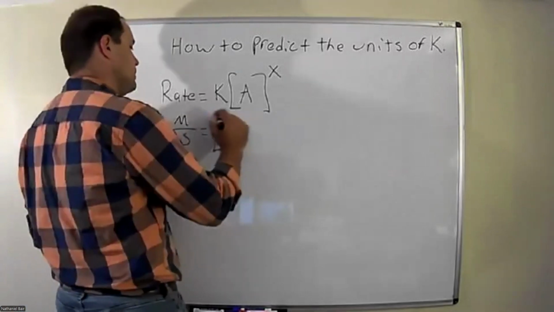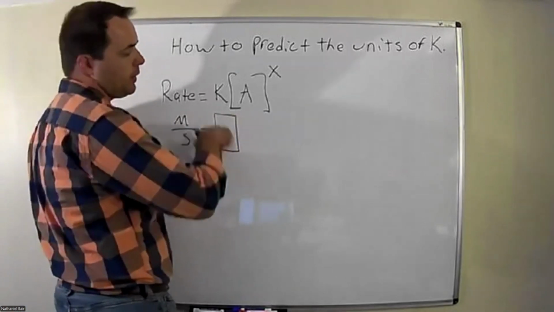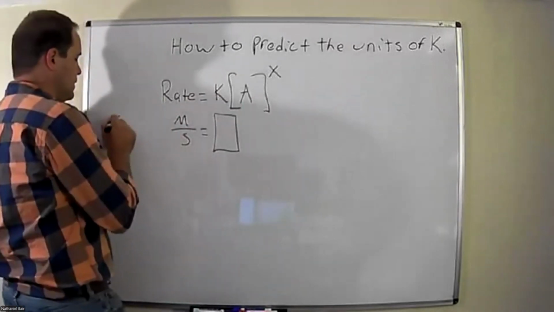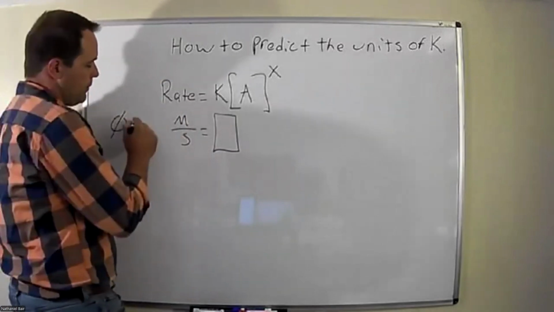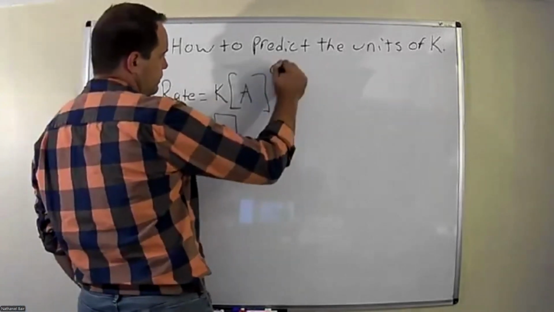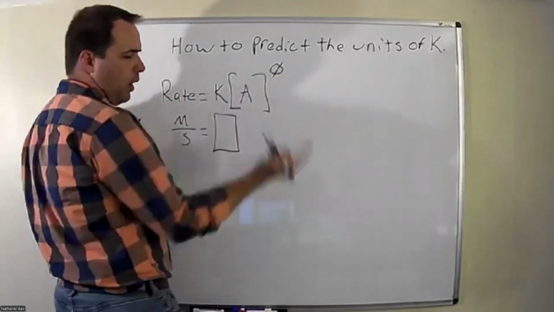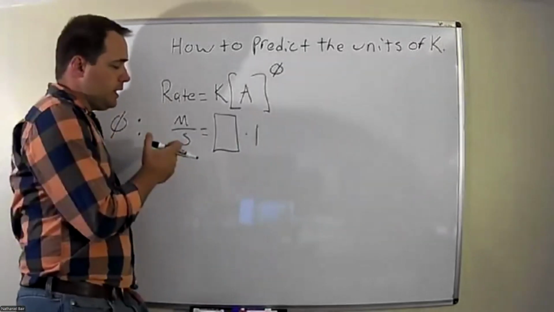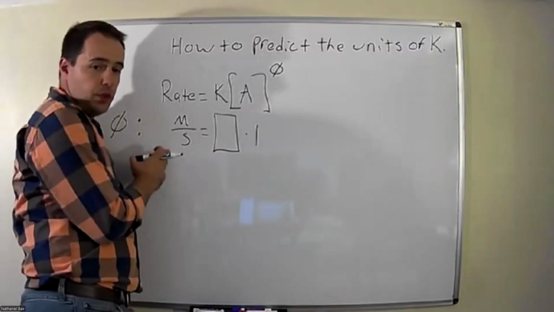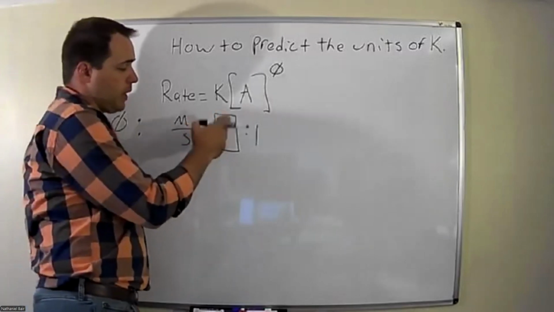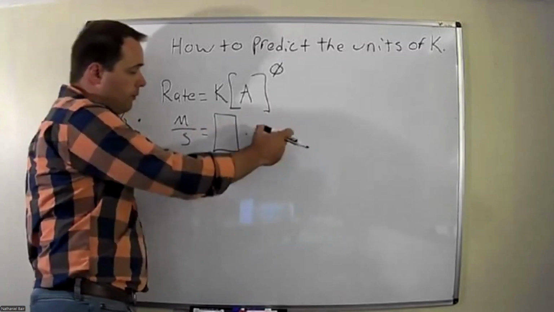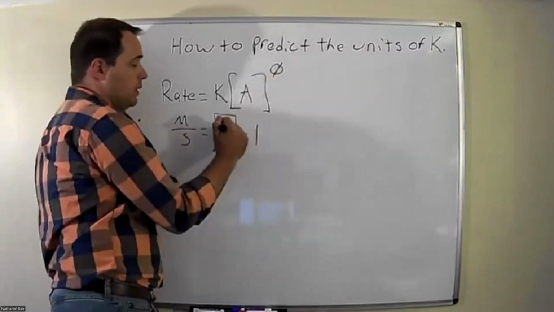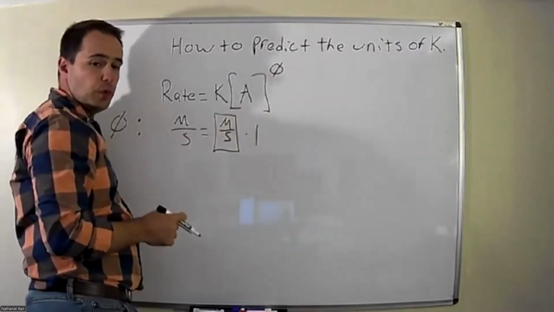So I want to predict what the units of the rate constant K have to be, depending on the overall order of the reaction. Let's say the reaction is 0 order overall. Anything raised to the 0 power is 1. I need to get molar per second as my units for my rate, so I need the rate constant's units times 1 to give me molar per second. I don't have any units here if it's 0 order, so K's units have to also be molar per second.